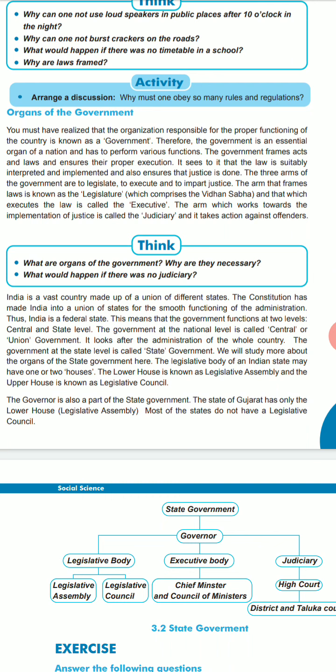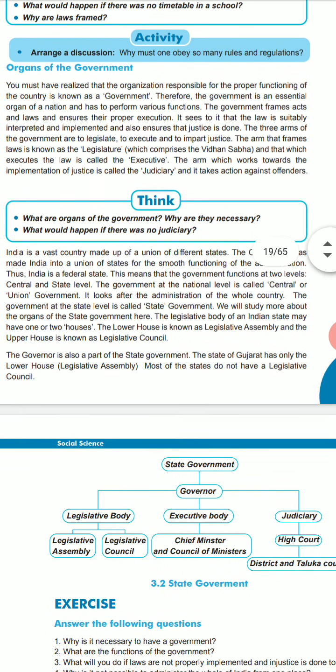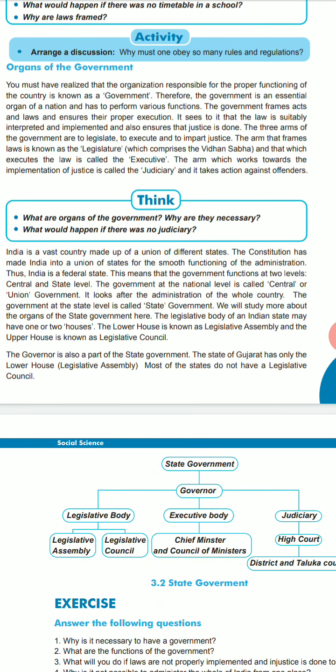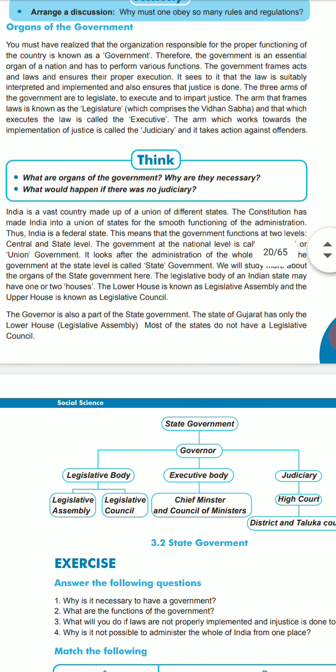The arm that frames the laws is known as the legislature, which comprises the Vidhan Sabha, and that which executes the law is called the executive. Once the law is framed, it has to be executed. The arm which works towards the implementation of justice is called the judiciary, and it takes action against offenders. If the decision is passed, then it should take action against offenders.